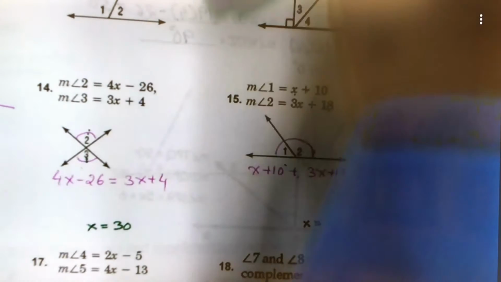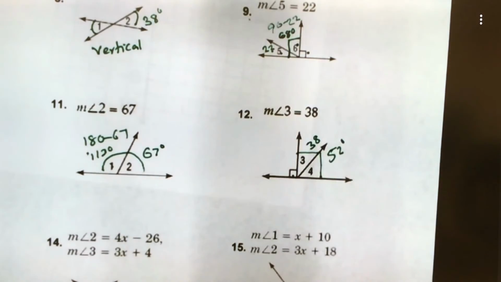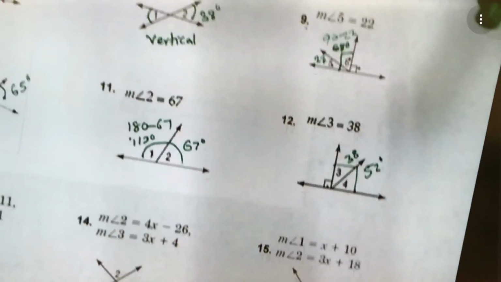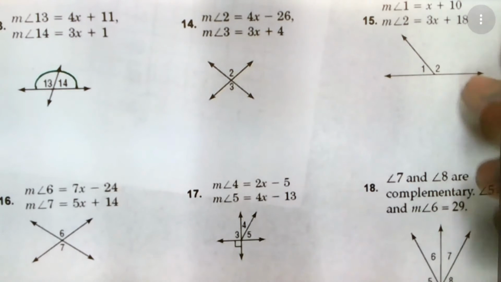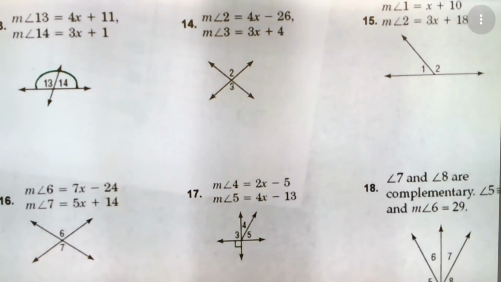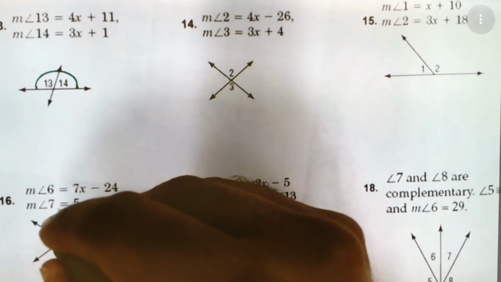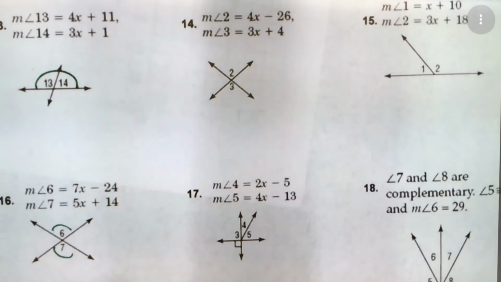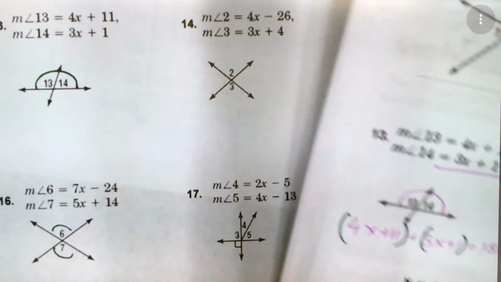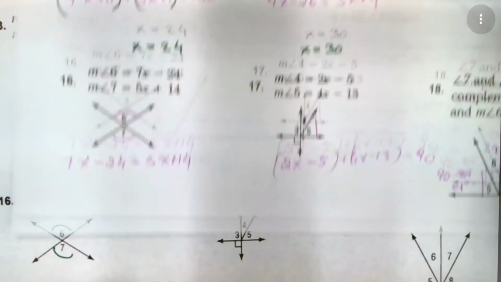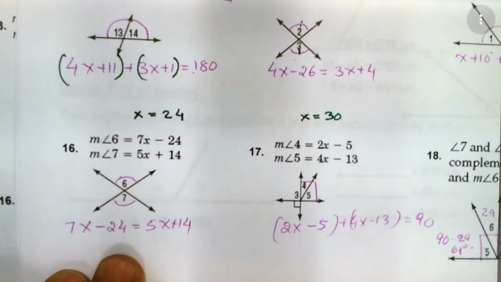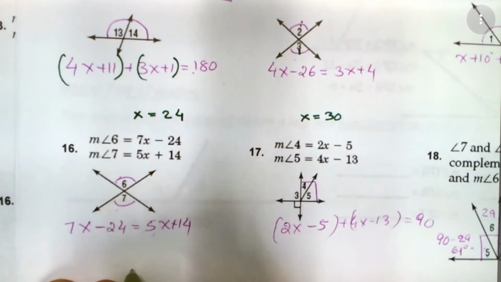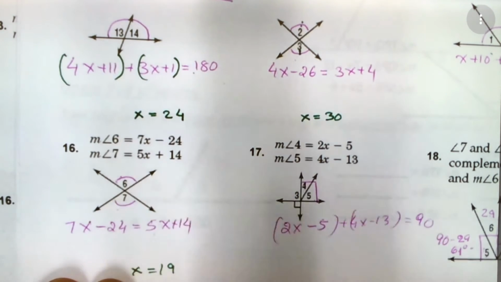So you have three more questions at the bottom. You could not see that when I showed you the first time. So question number 16, angle 6 and 7 are vertical angles. Vertical angles are congruent. So we can write the equation as 7x minus 24 is equal to 5x plus 14. When you solve it, you get x is equal to 19.